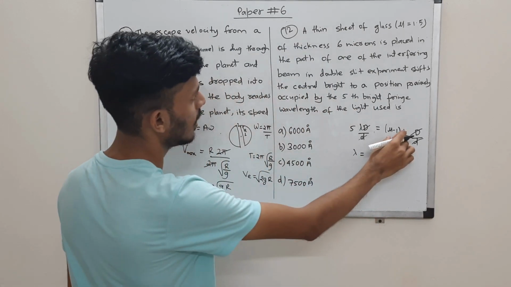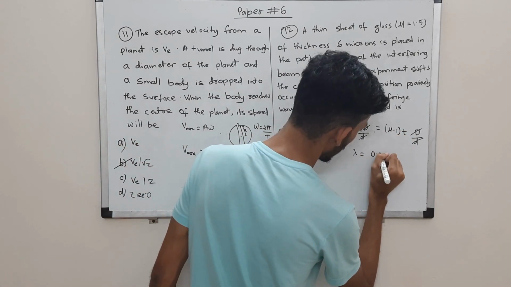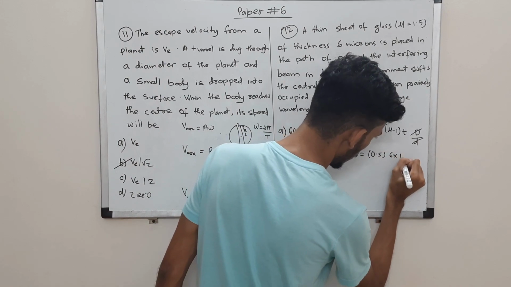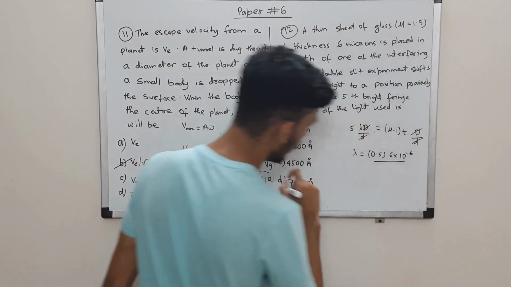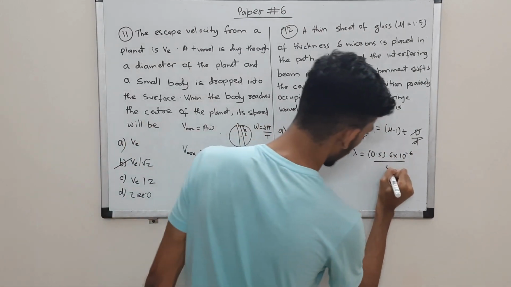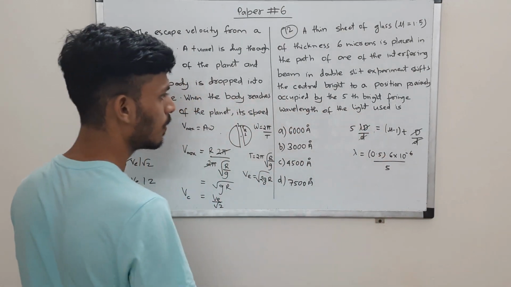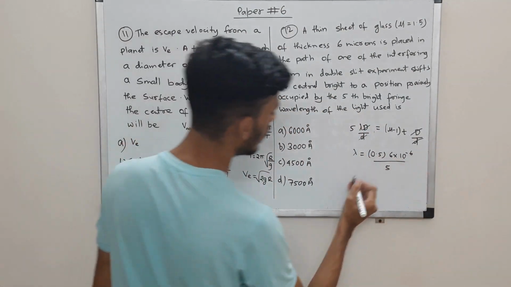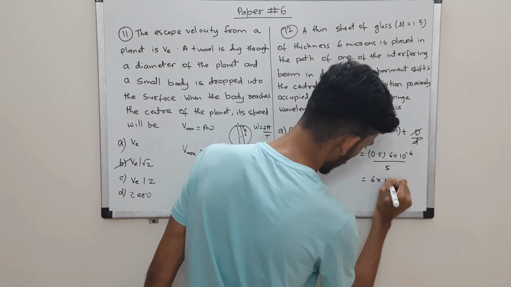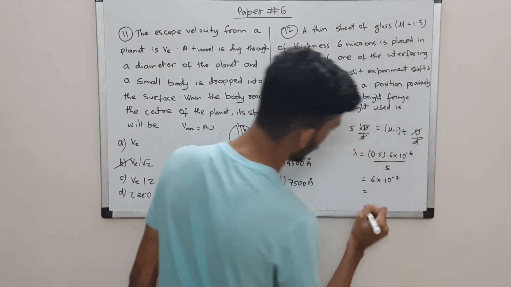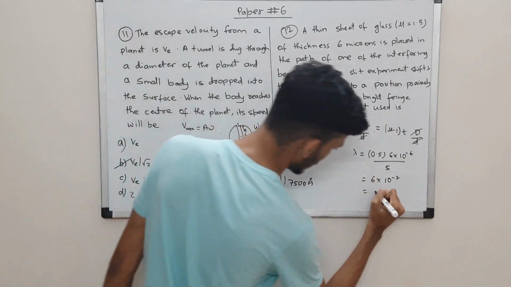So 1.5 minus 1, that is 0.5. Thickness is 6 microns, 6 into 10 to the power minus 6, divided by 0.5. That will make this 0.1, 10 to the power minus 7. So 6 into 10 to the power minus 7, or 6000 into 10 to the power minus 10, or 6000 angstroms.